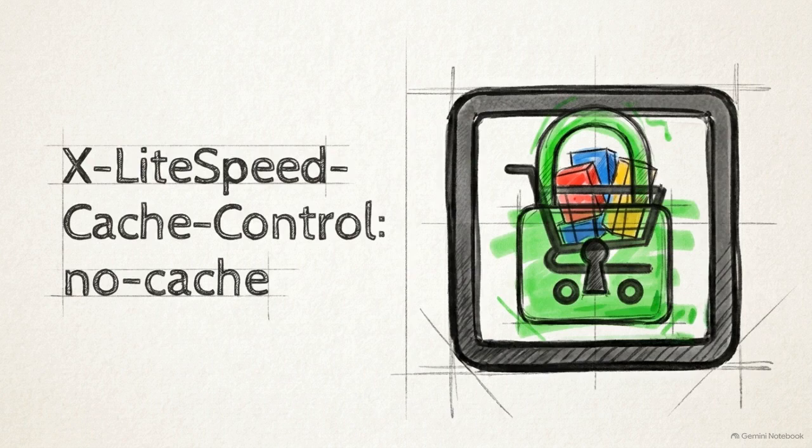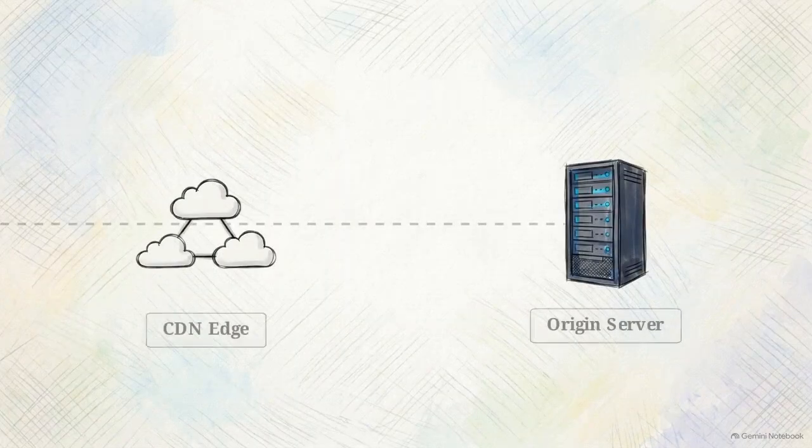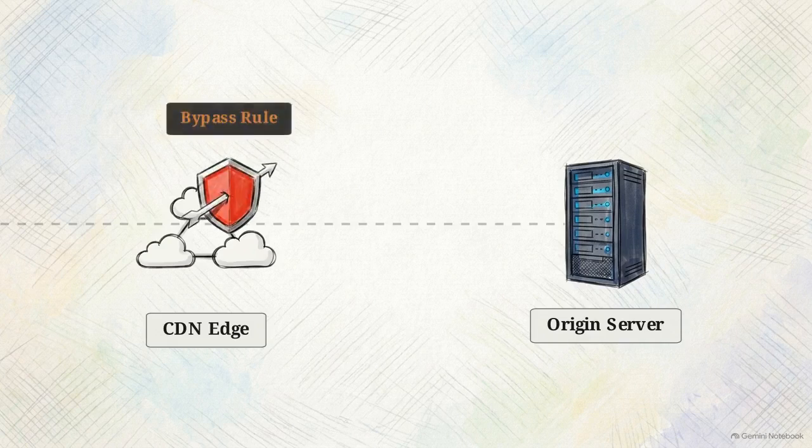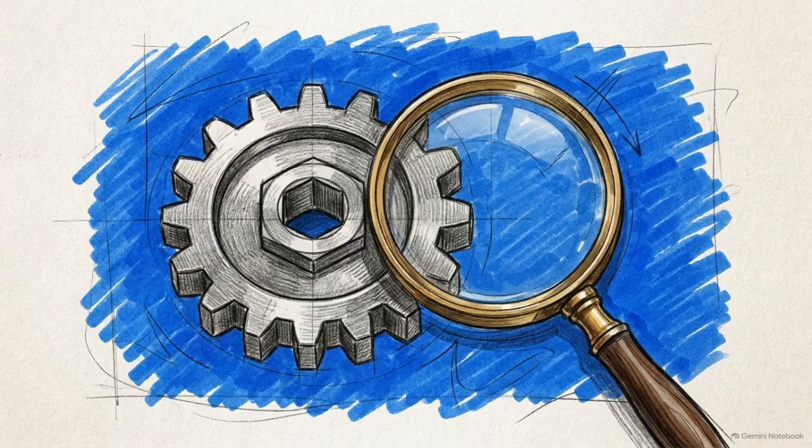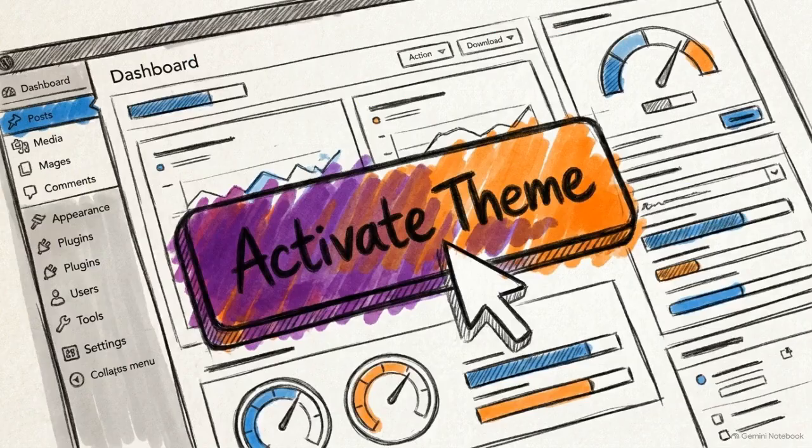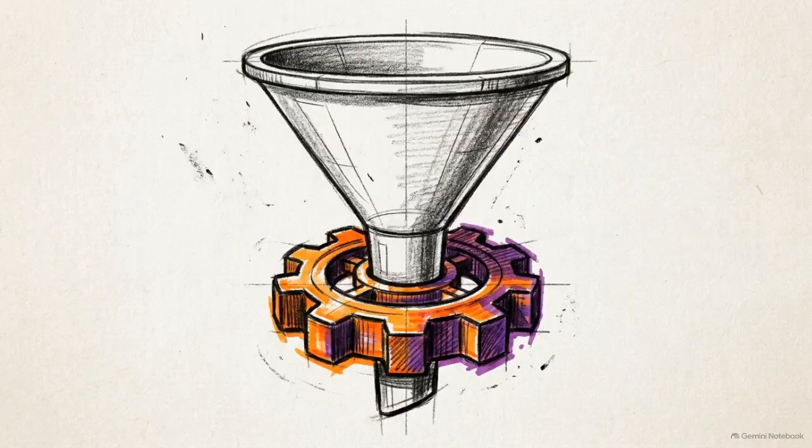private cart data. Keep in mind that if you use a CDN like Cloudflare, it sits in front of your server. You will need to ensure you have matching bypass rules there so the edge layer doesn't store a copy that the origin has already excluded. Treat this header check as a standard part of your maintenance. Run it after major theme updates, any permalink changes, or funnel adjustments.